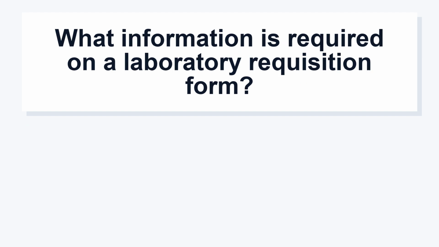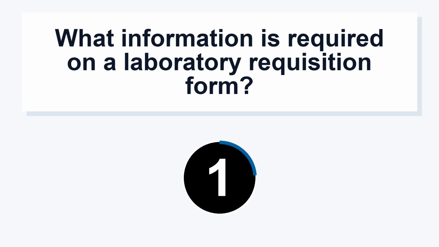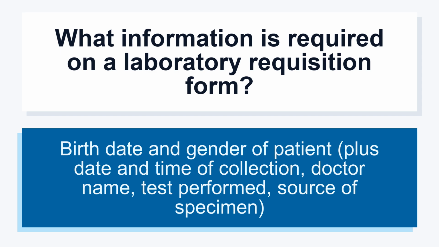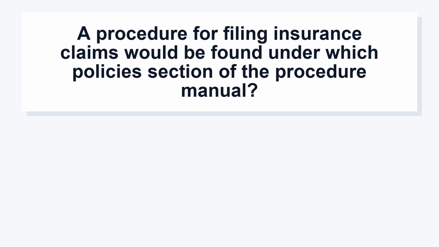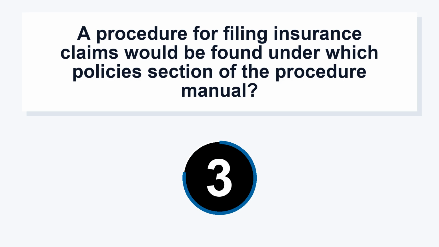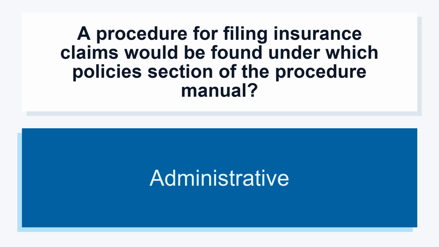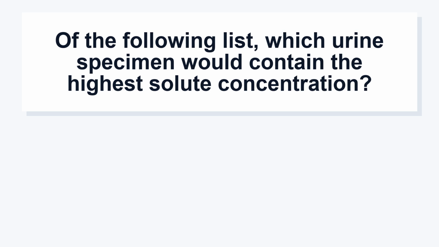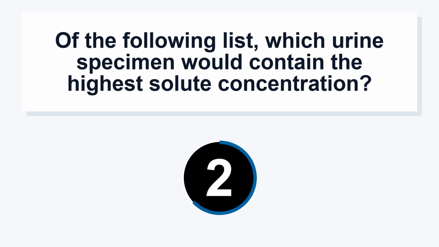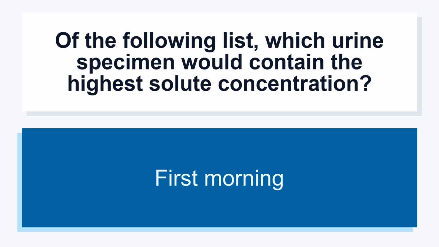What information is required on a laboratory requisition form? Birth date and gender of patient, plus date and time of collection, doctor name, test performed, source of specimen. A procedure for filing insurance claims would be found under which policy section of the procedure manual? Administrative. Of the following list, which urine specimen would contain the highest solute concentration? First morning.